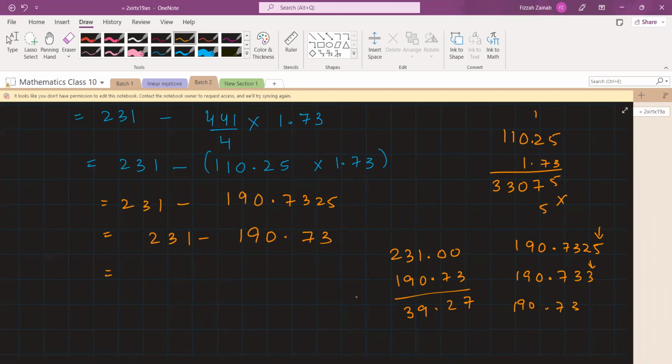Oh, some mistake I think I've done in the subtraction. So 10 minus 3 is 7, right? 9 minus 7 is 2, fine. Then I have, okay, I'm sorry, 0 minus 0 will be 0. Then you have 13 minus 9, which is 4. I'm sorry, it should be 40.27. And everything was in centimeter square, right? We forgot to write it.